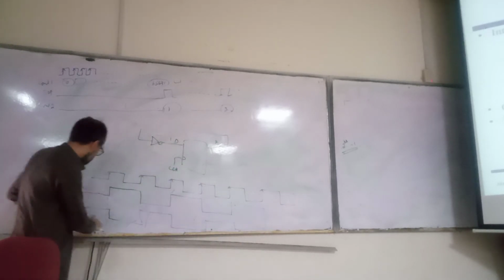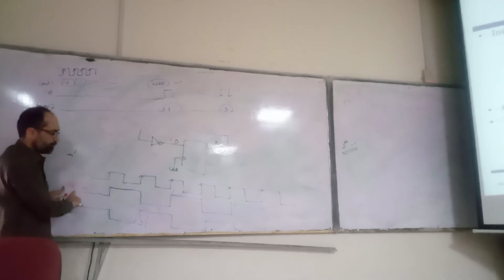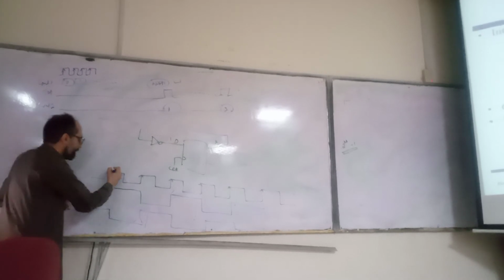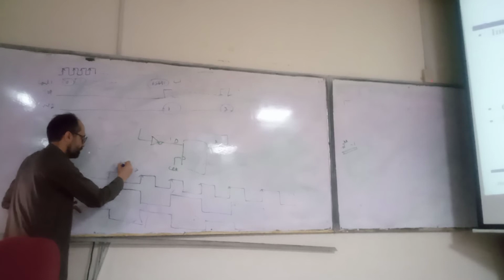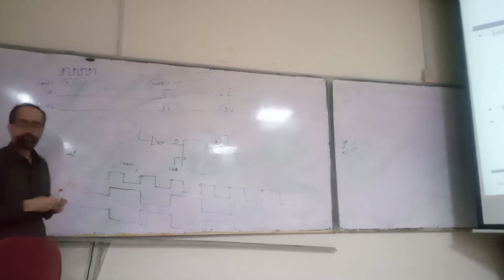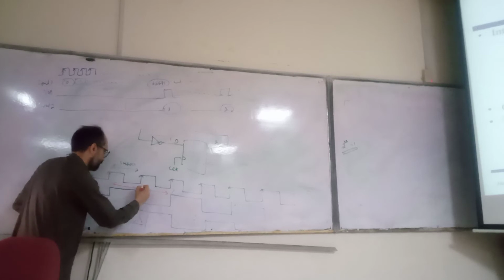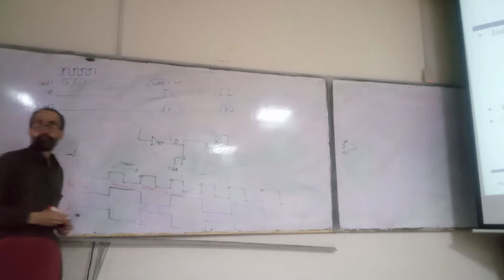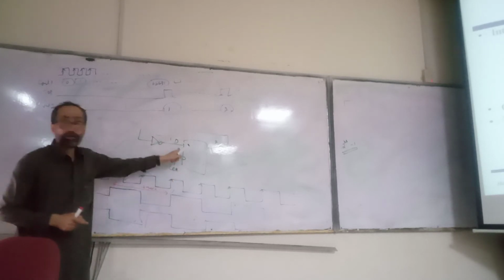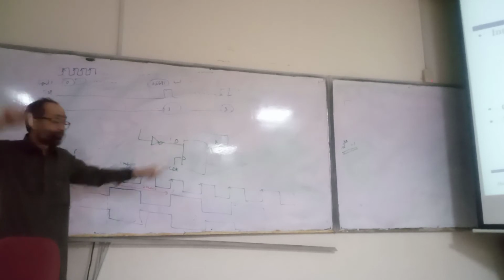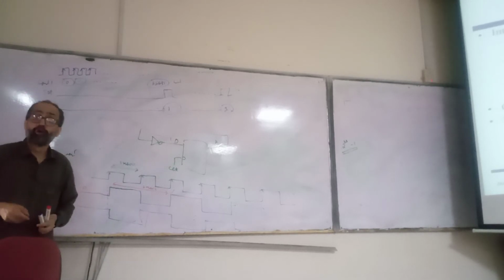Can you see Q? If this clock period is 1 nanosecond, then the period of Q will be 2 nanoseconds. Now it is clock divided by 2. If we want to divide it by 4, what can we do?